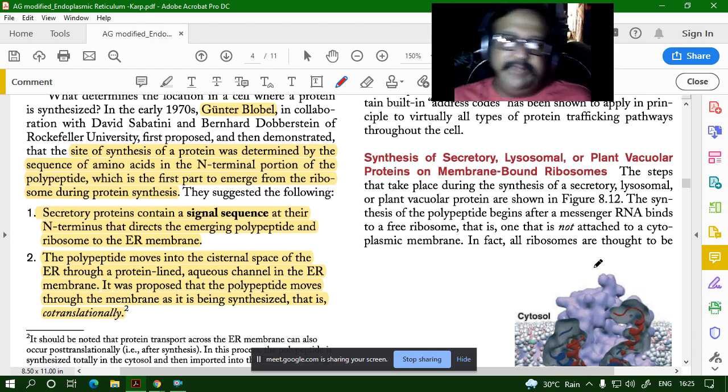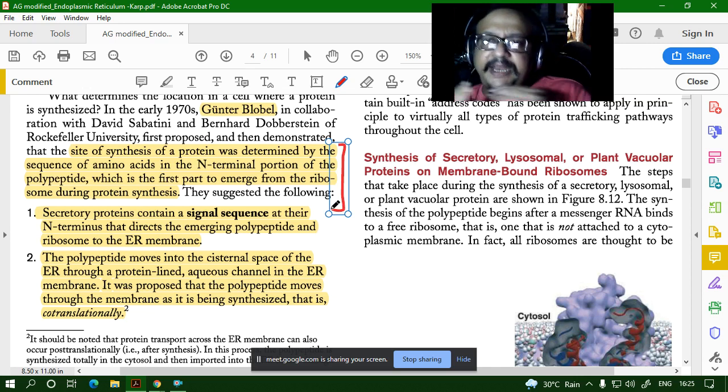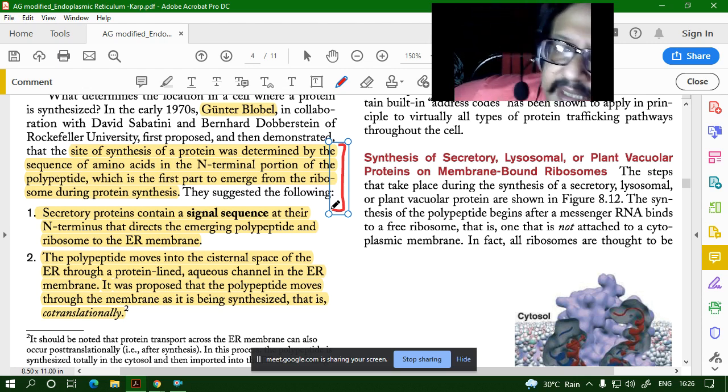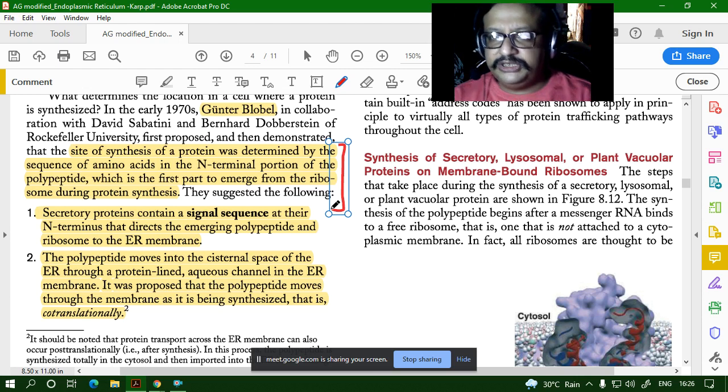What their hypothesis suggests is that the site of synthesis of a protein was determined by the sequence of amino acids in the N-terminal portion of the polypeptide. When a polypeptide is being produced by translation from a messenger RNA on the ribosome, there is an N-terminal side, the amino end, and there is a C-terminal end of a protein. The N-terminal side of the protein is synthesized first. We will read about transcription and translation in molecular biology. Possibly I will be the one who is going to teach you all these things.